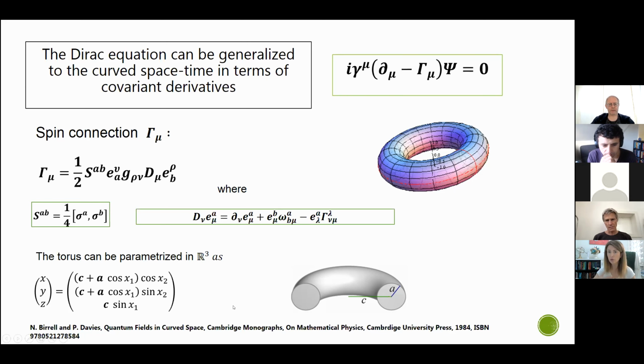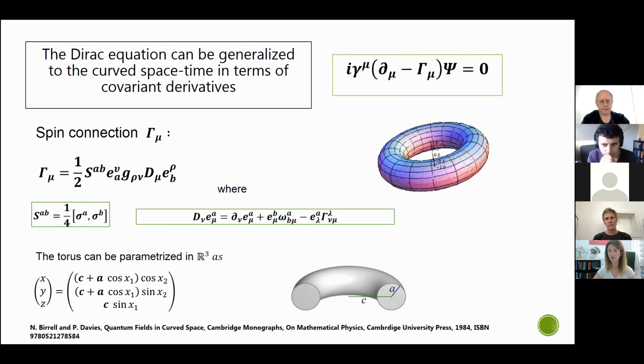Especially, we can also use the fact that the covariant derivative of the tetrads is vanishing. And of course, I just want to show you the inner and outer radius of the torus, and this is the parametric representation for this torus. In the previous study, people were using x1 and x2 for the coordinates. So this corresponds to the inner radius, and C corresponds to the outer radius.